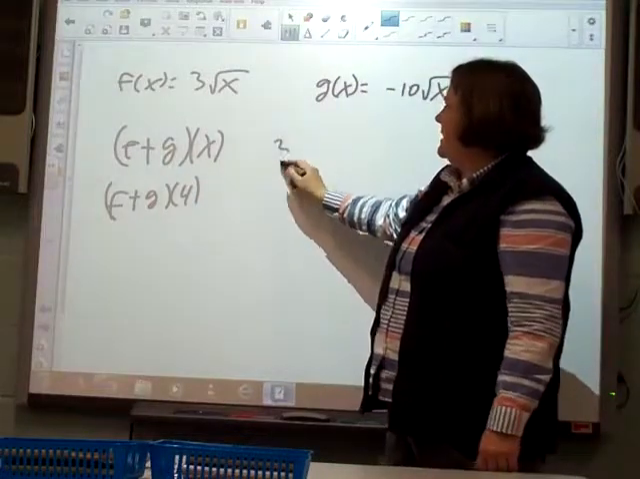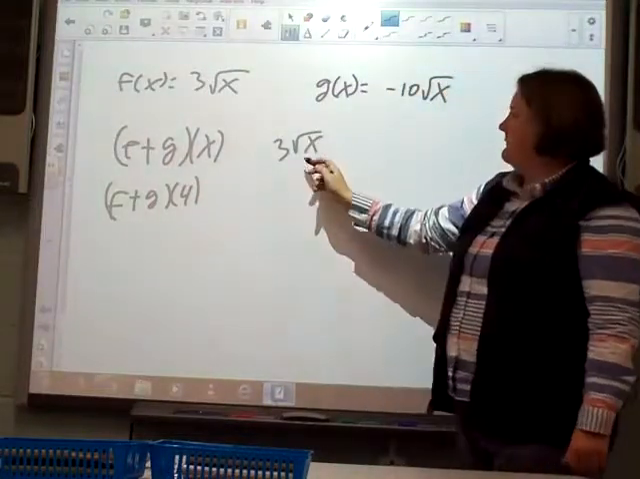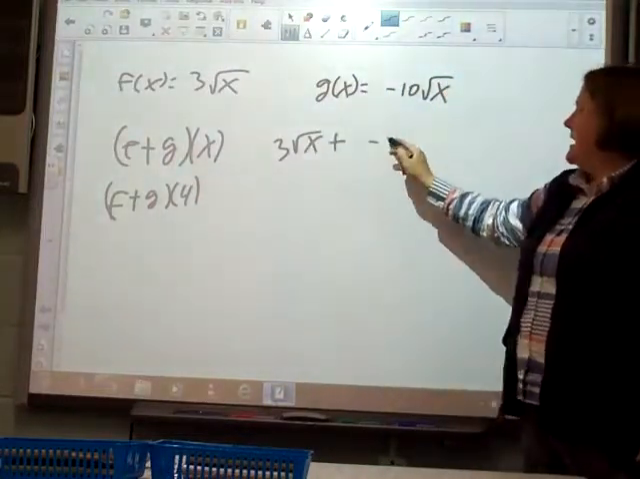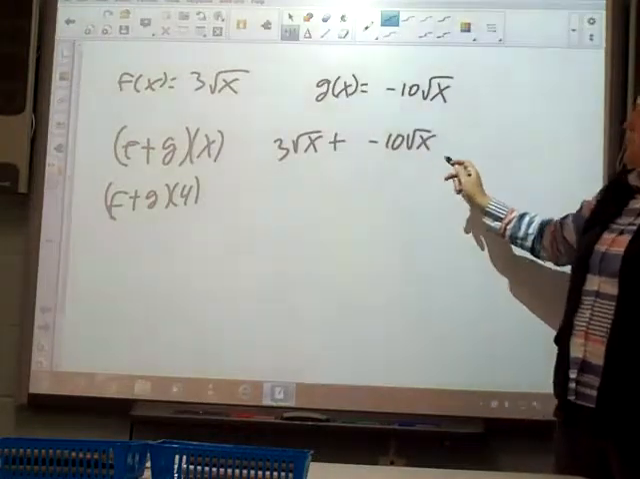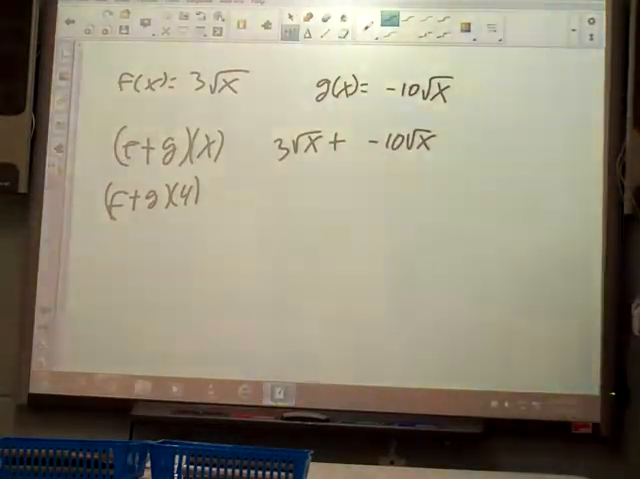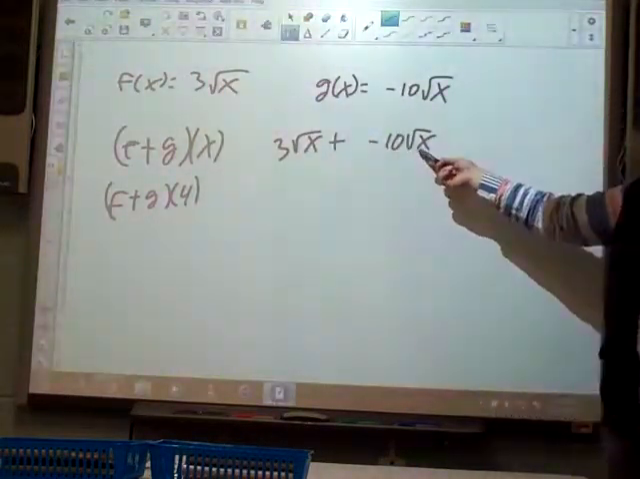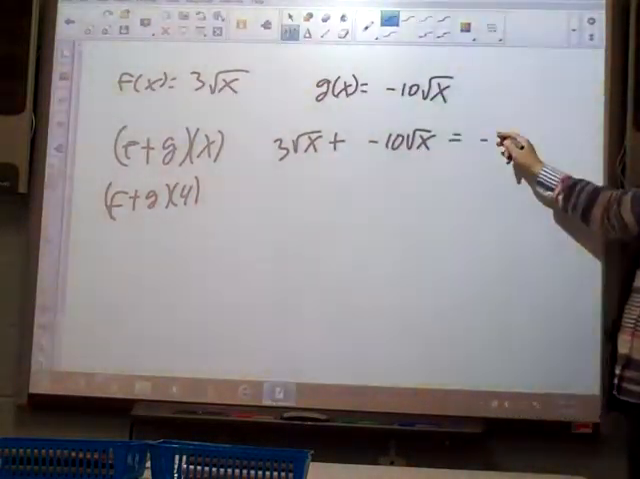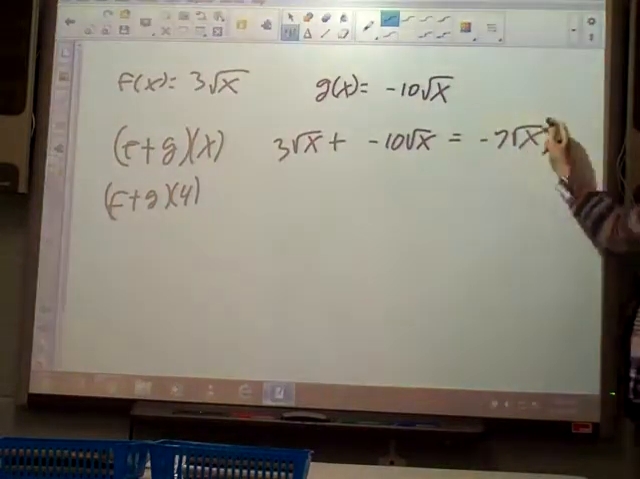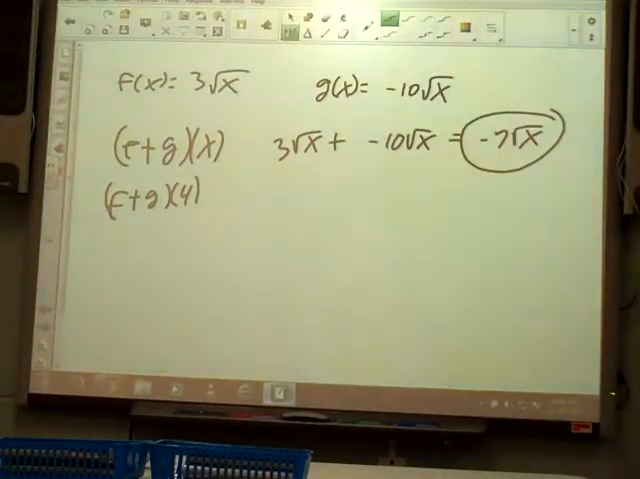So we got 3 square roots of x, that's the f function, plus negative 10 square roots of x. Are those like terms that I can combine? Yeah. 3 of these plus negative 10 of those gets me negative 7 of them. So that would be your first answer for f plus g of x. We just combined those like terms. Nothing to it. You've been doing that since middle school.